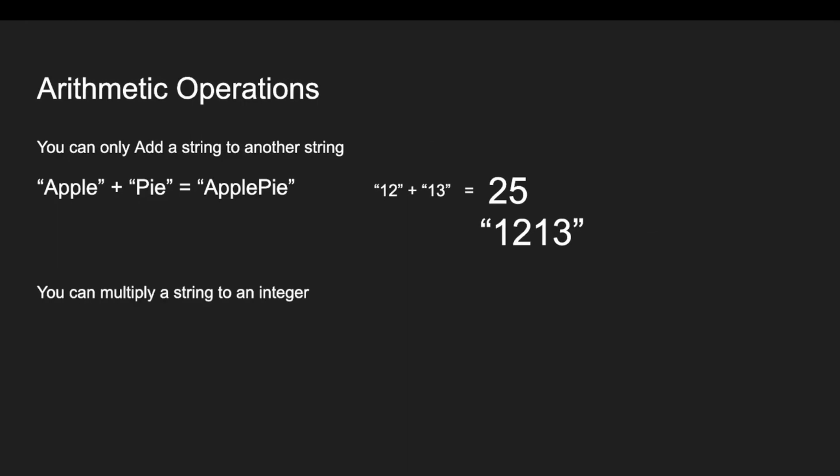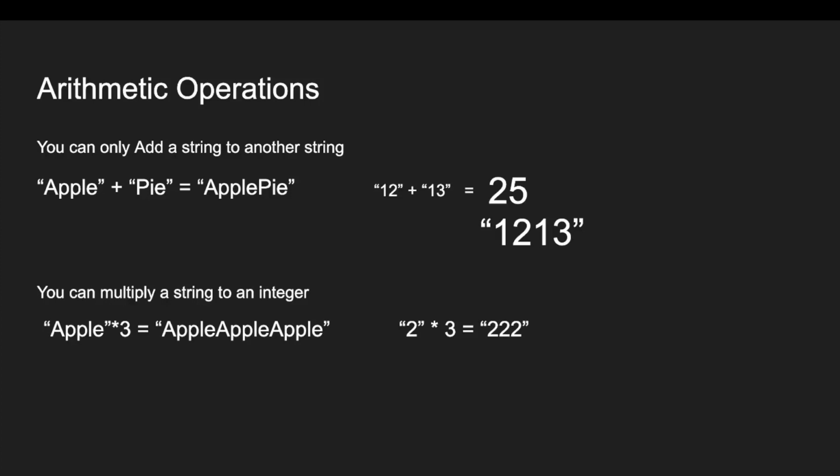Another arithmetic operation is multiplication. You can multiply a string only to integers and not to any other data type. When you multiply a string by an integer, it concatenates itself the integer number of times. Here, in this example, apple times 3 returns apple concatenated to itself 3 times. Similarly, string 2 times 3 is not 6 as we expect. Since 2 is a string and does not have any numeric value, it returns 222.